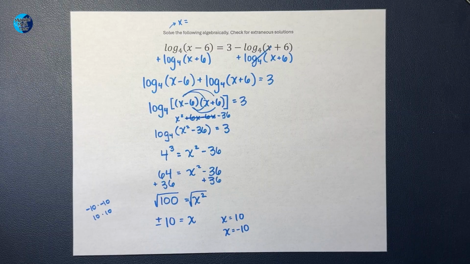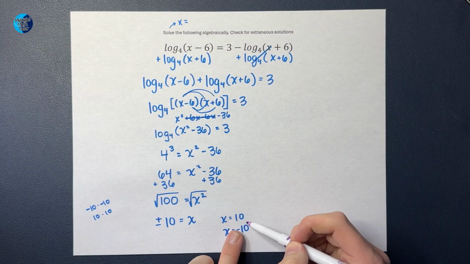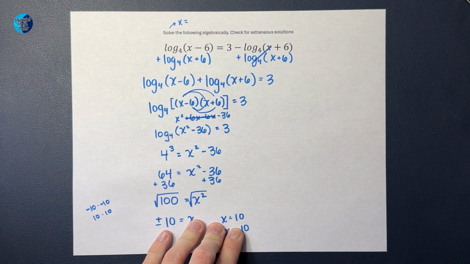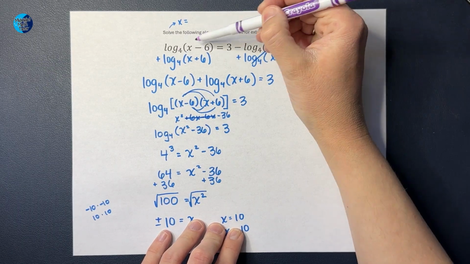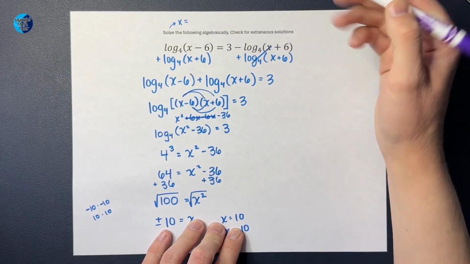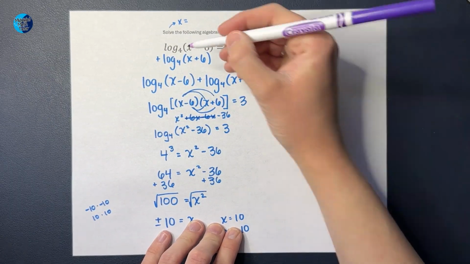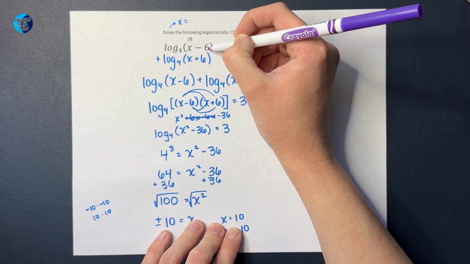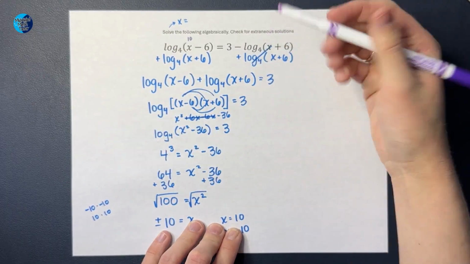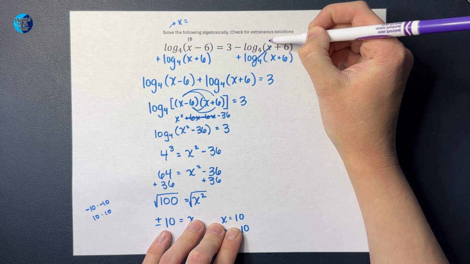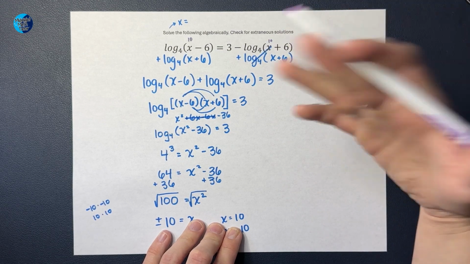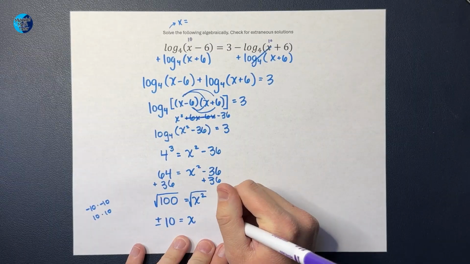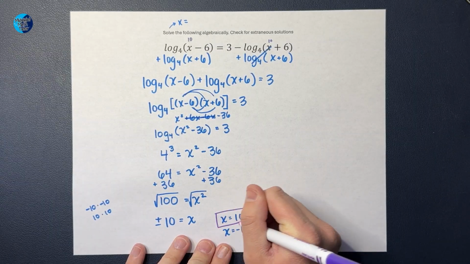I'm first going to plug in 10. Now, you don't have to solve the entire problem down. We just need to make sure that each of these ends up with a positive number in there. So if I plug in 10 here, I'll end up with 10 minus 6, which is 4, positive, good. On this one, 10 plus 6, I'll end up with 16, which is positive, so we're good. Okay, so x equals 10 is a good answer.